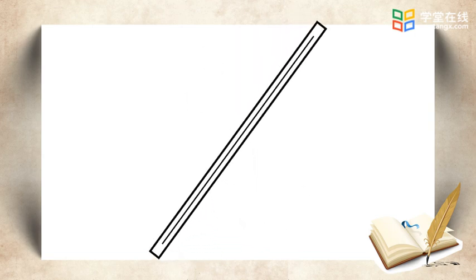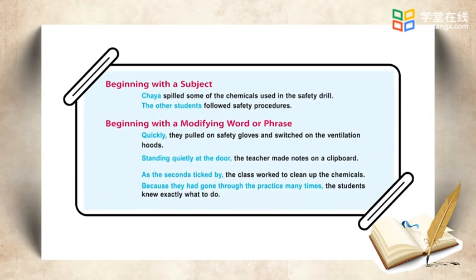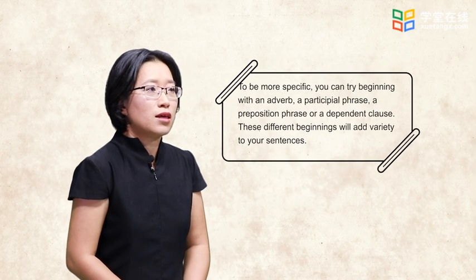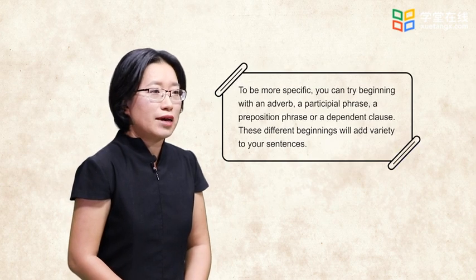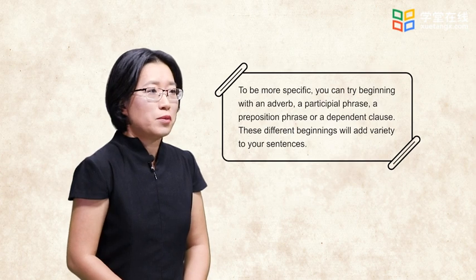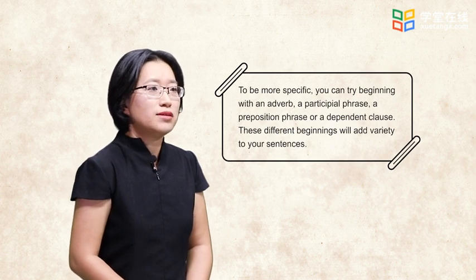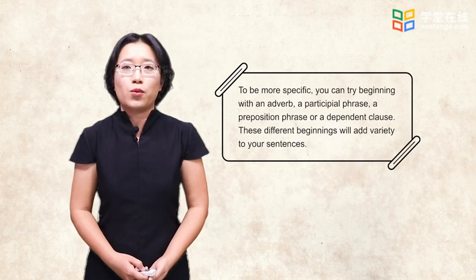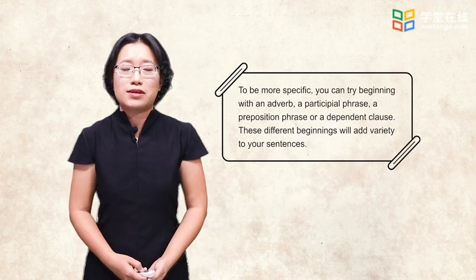In paragraphs and essays, varied sentence beginnings can make your writing more interesting. In addition to beginning with a subject, you can begin with a modifying word or phrase. To be more specific, you can try beginning with an adverb, a participial phrase, a preposition phrase, or a dependent clause. These different beginnings will add variety to your sentences.